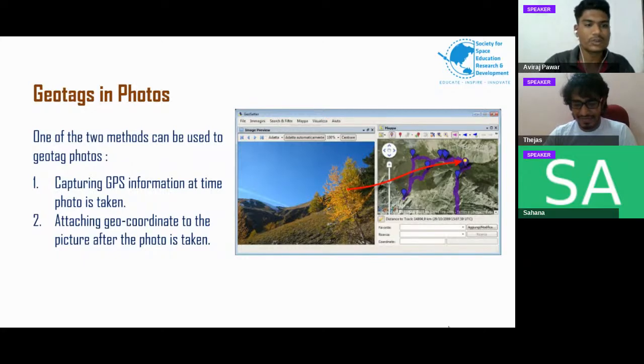Geotagging in photos. One of two methods can be used to geotag photos. The first is capturing GPS information at the time the photo is taken, and the second is attaching geo coordinates to the picture after the photo is taken.